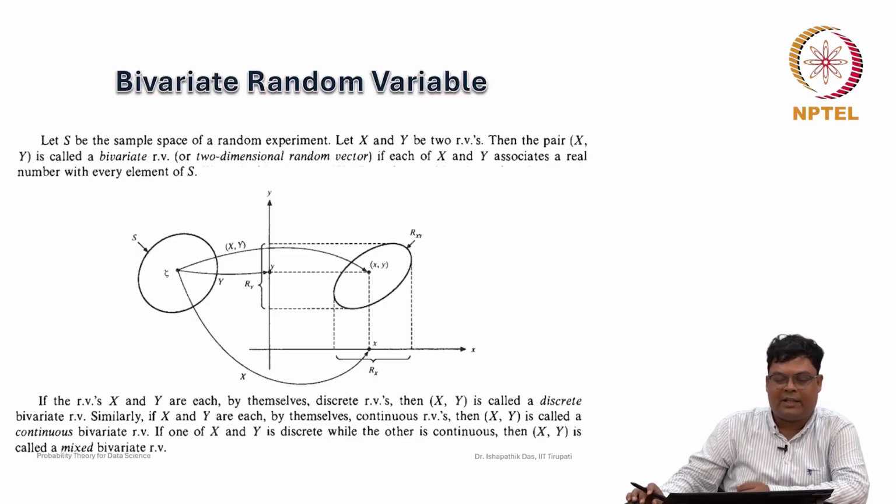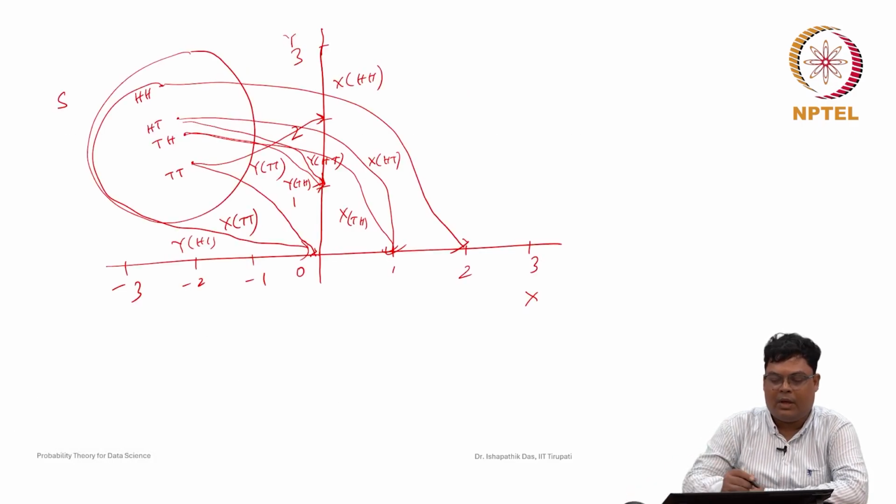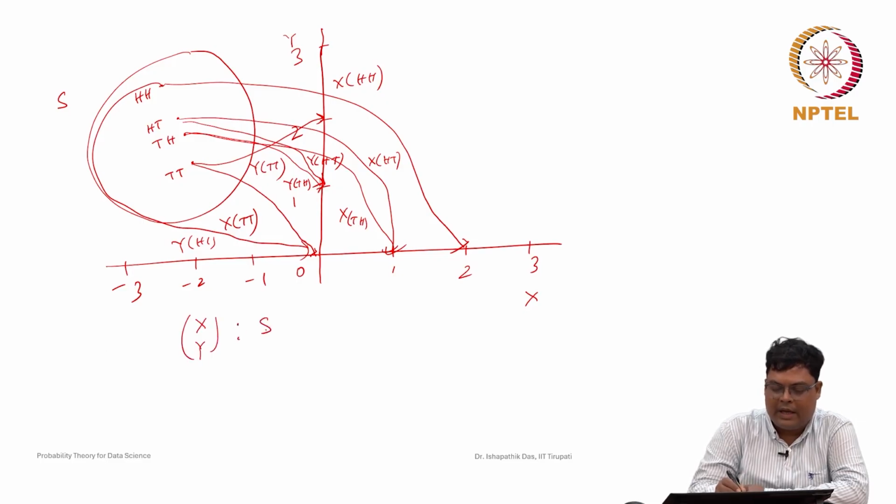Because in this definition, let S be a sample space of an experiment and X and Y be two random variables, then the pair (X, Y) is called a bivariate random variable, a two dimensional random variable. If each of X and Y associates a real number with every element of S, then we define this random variable. Usually, any random variable X is a function from S to R. Now, this is a vector we consider, denoted by (X, Y), a function from S to R2. So, this is how a bivariate random variable is defined.